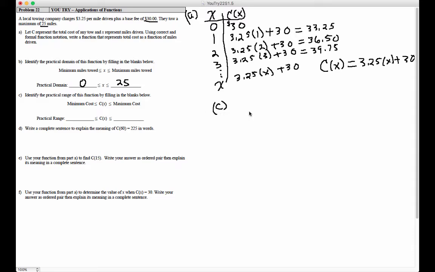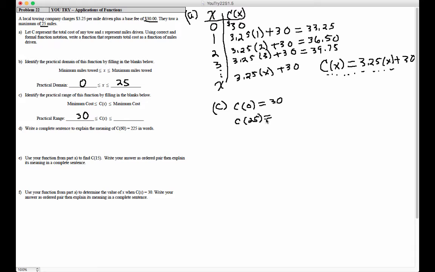Part C, where they ask us for the practical range of the function, we have to do a little bit of work there. What we need to do is evaluate our C of X at the endpoints of our domain. In other words, evaluate C of 0, which we know is 30 from looking at our table. So that's going to be the lower endpoint of our range. And then we also need to evaluate C of 25.